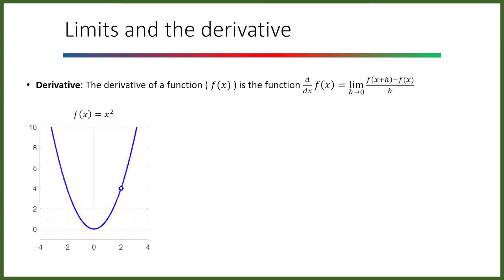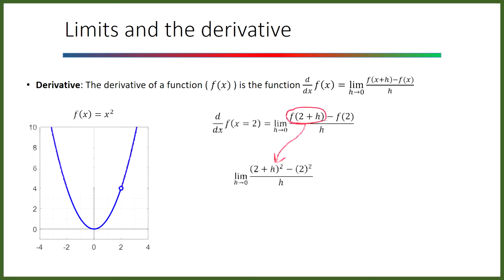Alright, so using the equation above, we know that the derivative evaluated at x equals 2 is equal to the limit as h approaches 0 of f of 2 plus h minus f of 2, all divided by h. We can plug in that f of x equals x squared to see that the derivative is equal to the limit as h approaches 0 of (2 plus h) squared minus 2 squared, divided by h.